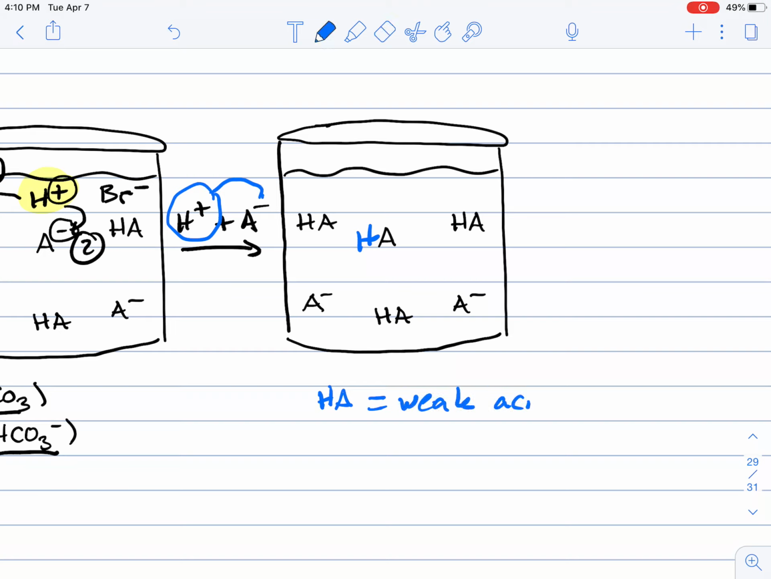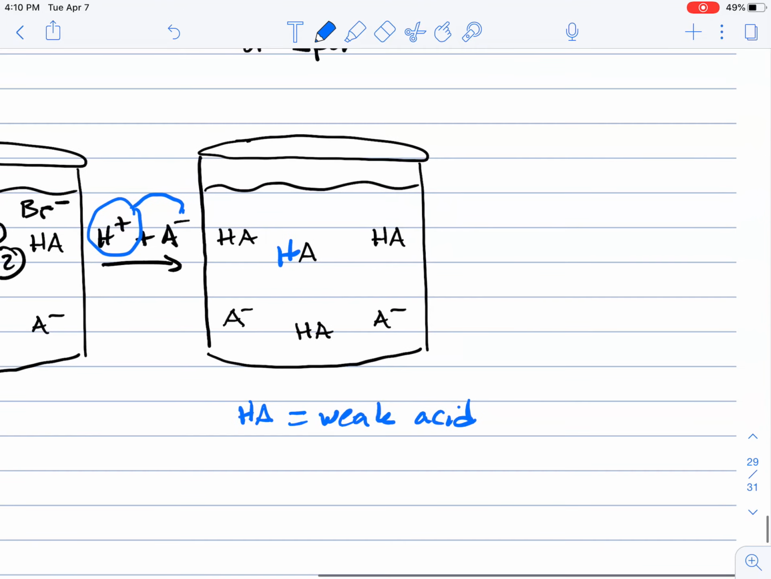And so, quick chemistry joke, this solution is laughing at you. Hopefully you guys got that.